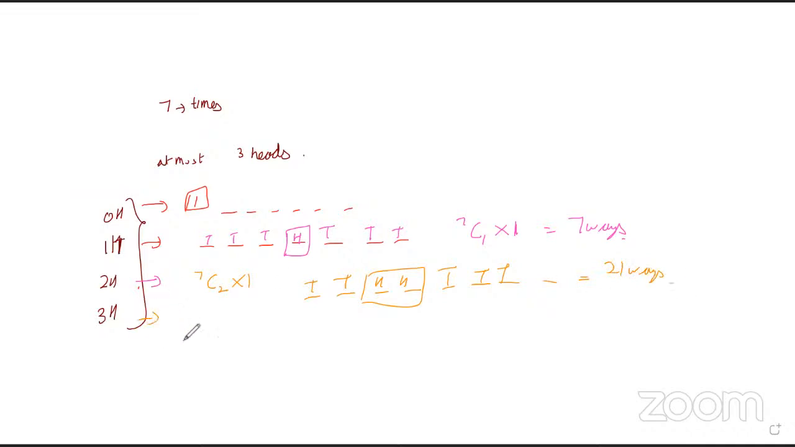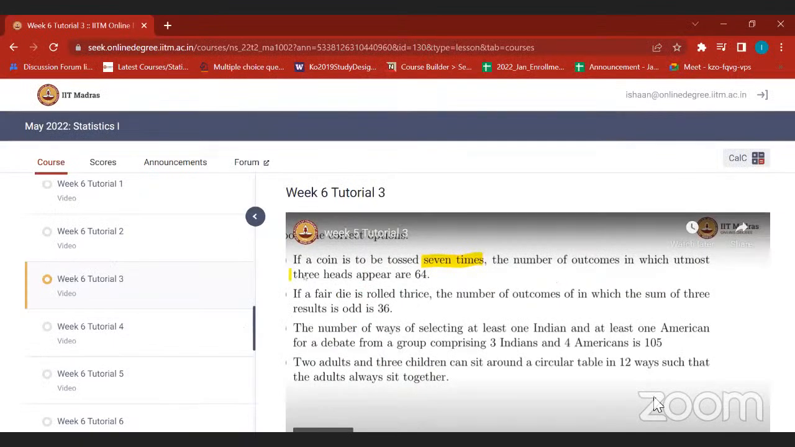Now 3 heads. Similarly, 7C3 times 1, right? I think it would be 35 ways, right? Yes, sir. Got it. So 35, 56, 64. So option 1 is correct, right? Okay, so option 2, now you can try again. You know how to approach this, right? Yes, sir. I will try.